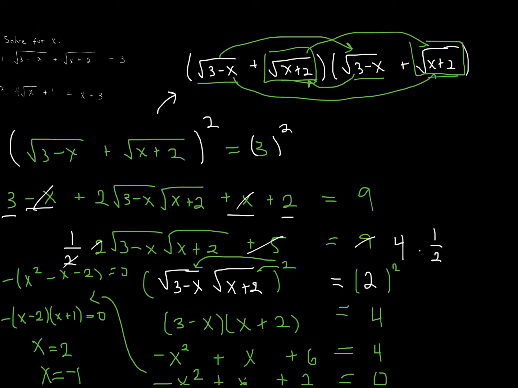And I could also try negative 1. So I plug in negative 1, and I get 3 minus negative 1, which is 4. Square root of 4 is 2. And negative 1 plus 2 is 1. Square root of 1 is 1. And so I have 2 plus 1, which is 3. But that was a lot of work.